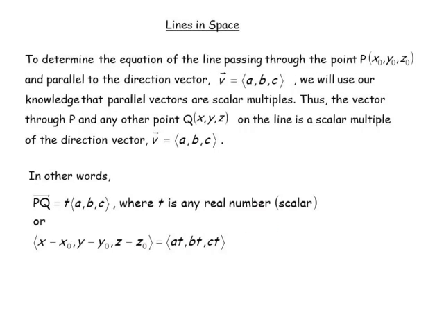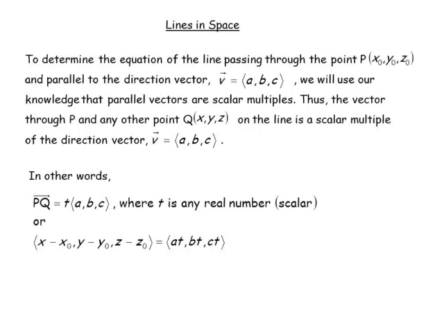To determine an equation of a line passing through a point and in the direction of a particular vector, we're going to use our knowledge that parallel vectors are scalar multiples. I think we looked at that last week towards the beginning of the week in our homework. So if we have a point P and Q on a line, then when we create the vector PQ, it should be a scalar multiple of v. Whether the scalar is positive or negative, it doesn't matter because they'd both be parallel.